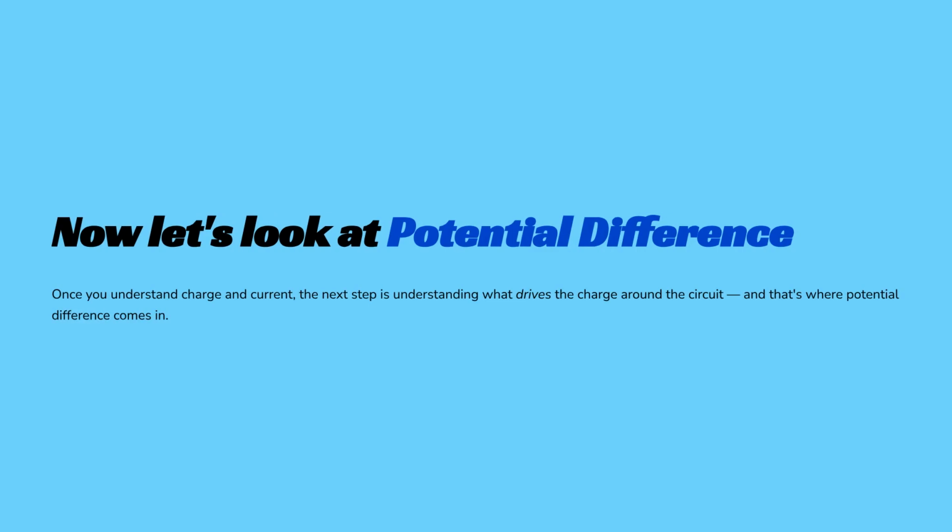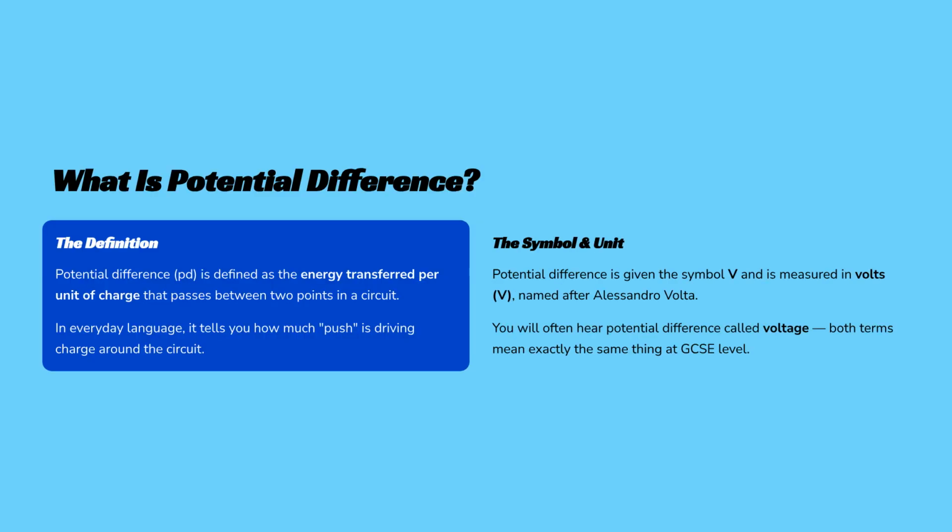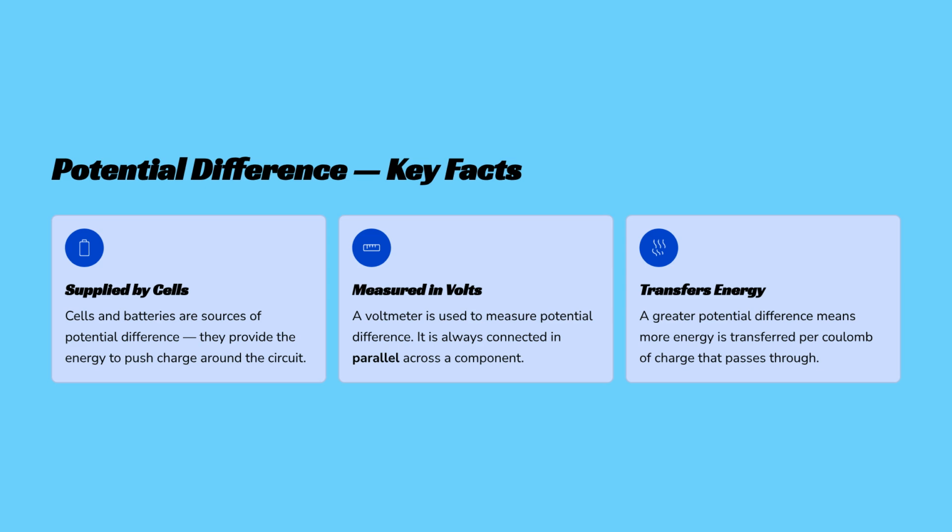Now let's look at potential difference. Once you understand charge and current, you need to understand what drives the charge through the circuit. Potential difference, often called voltage, is the energy transferred per unit of charge. It is symbolized by V and measured in volts. It essentially provides the push needed for current to flow. Let's review the key facts about potential difference. It is supplied by cells and batteries, measured in volts using a voltmeter, and represents the energy transferred by charge.